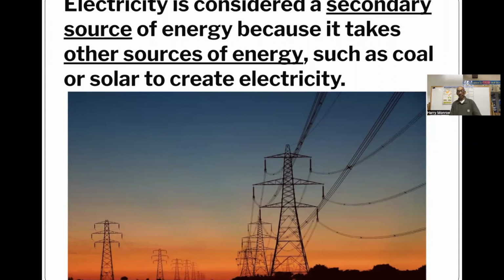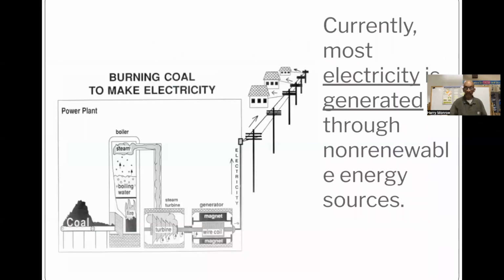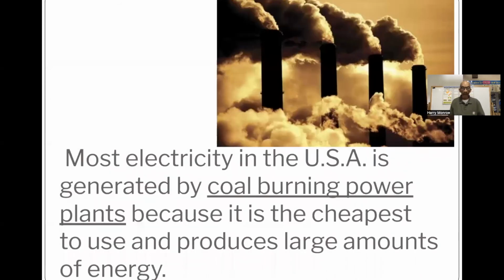Now, electricity is a benefit from those fossil fuels, so it is considered to be a secondary source of energy because it takes other sources of energy, such as coal or even solar, to create electricity. And now we also have wind generators that create electricity also. Currently, most electricity is generated through non-renewable energy resources. Most electricity in the United States is generated by coal-burning power plants because it is the cheapest to use and produces large amounts of energy.